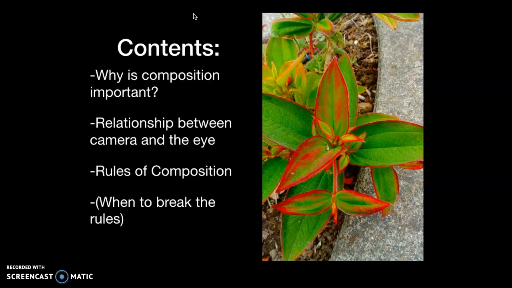So the contents. Why is composition important? We'll go over the relationship between the camera and the eye. Of course, we'll go over what the rules of composition look like, and when to break the rules.